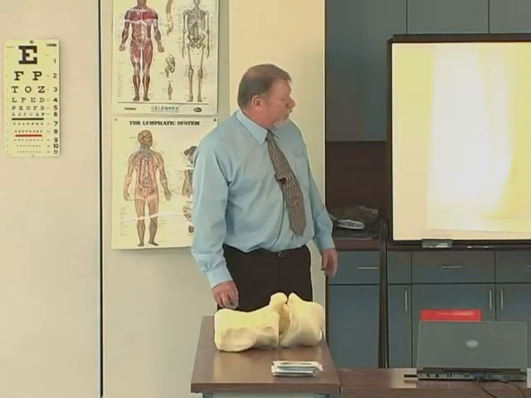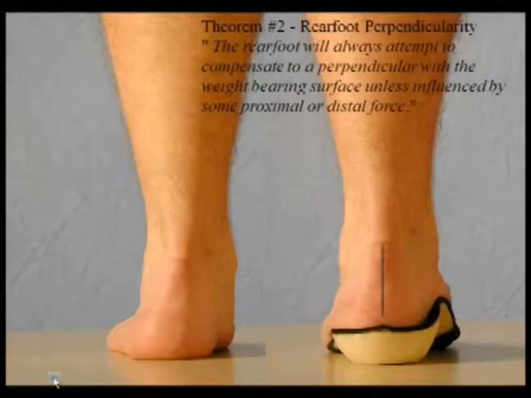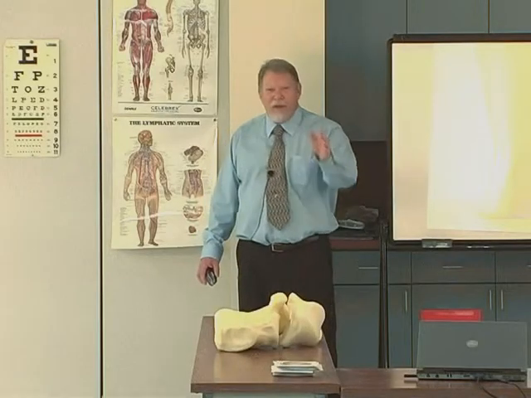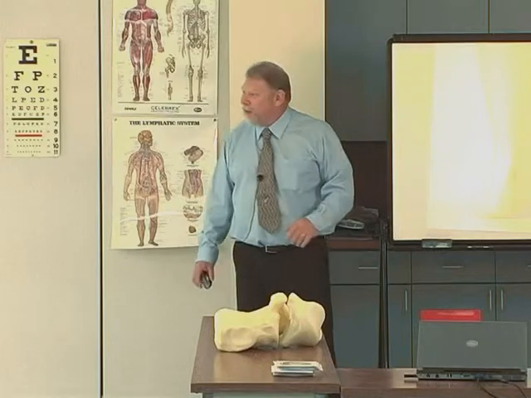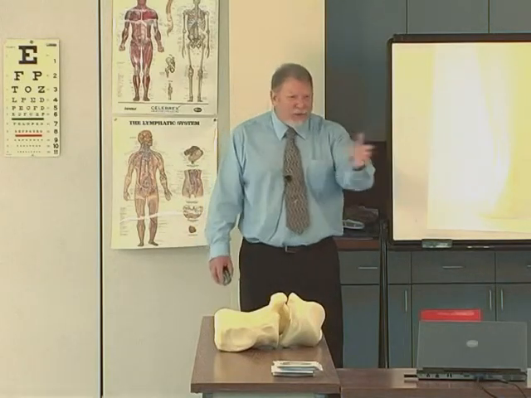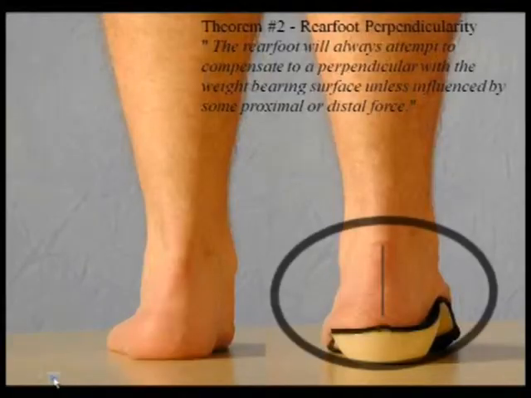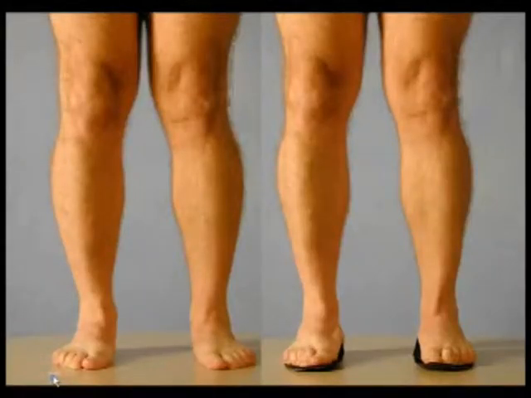Look what happened to the heel. This is actually Theorem 2, rear foot perpendicularity. That the rear foot will attempt to compensate to perpendicular. So what happens when you support the medial longitudinal arch? When you prevent further forefoot compensation, the rear foot stops at perpendicular. What happens when you raise the medial longitudinal arch? The knees go from internally rotated close together to separated on the sagittal plane.